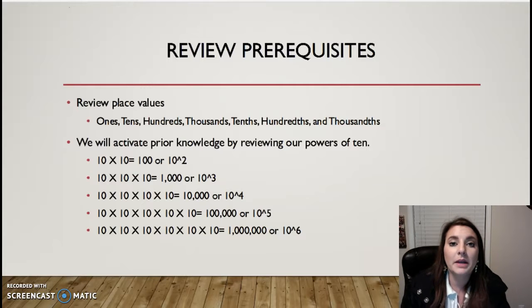This will enable me to tell the students, hey, this number goes, or ask the students, where does this number go, and then be able to relate in those terms. We'll also activate our prior knowledge by reviewing the powers of 10.